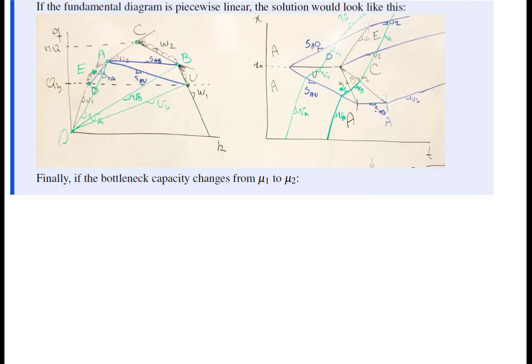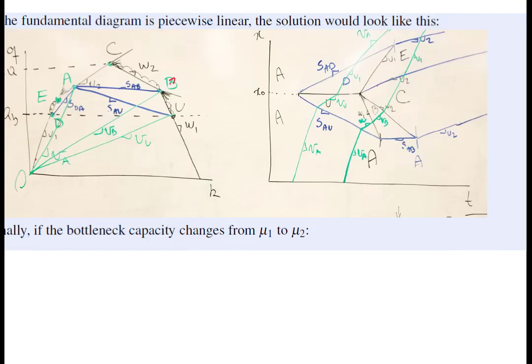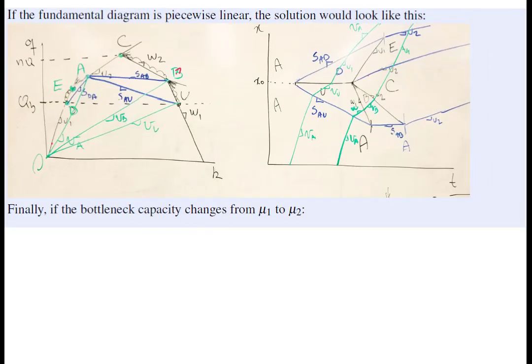I would encourage you guys to please redo this example of the incident, but this time with a piecewise linear diagram. Okay? So piecewise linear, it's not a triangle, right? A triangle is a special case, but this one has 4 edges like that. Here you need to be careful with the discontinuity points.